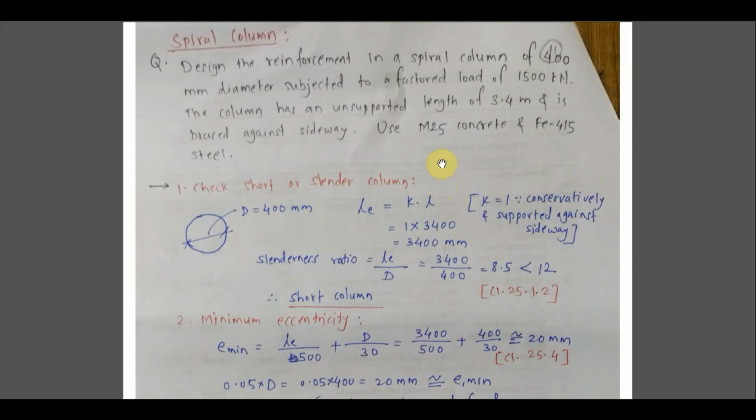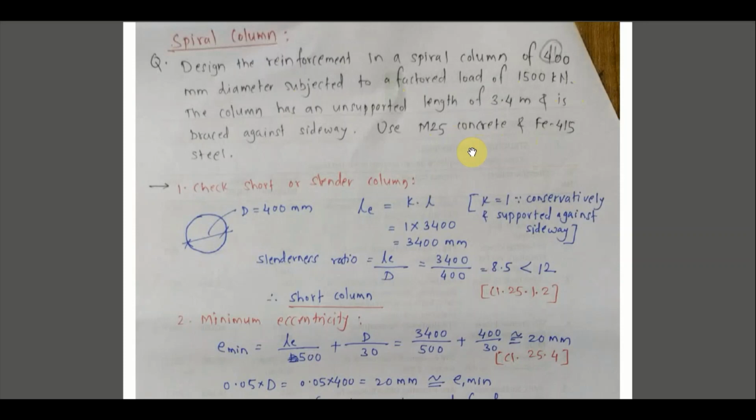So we will see the numerical. Design the reinforcement in a spiral column of 400 mm diameter subjected to a factored load of 1500 kN. The column has an unsupported length of 3.4 meter and is braced against side sway. Use M25 grade of concrete and Fe415 grade of steel.